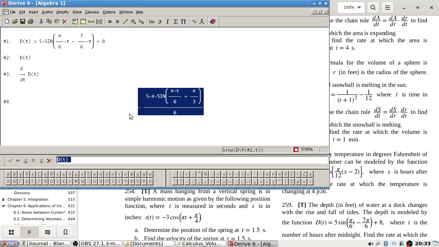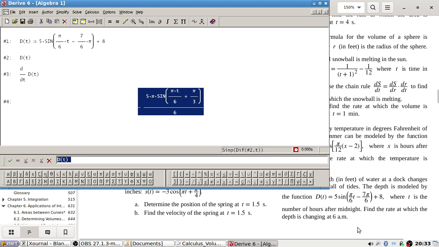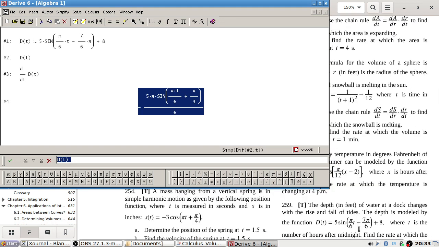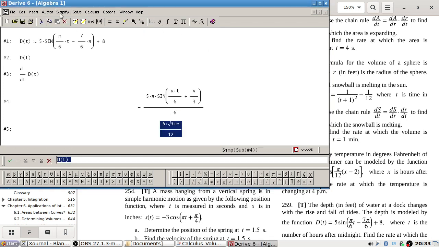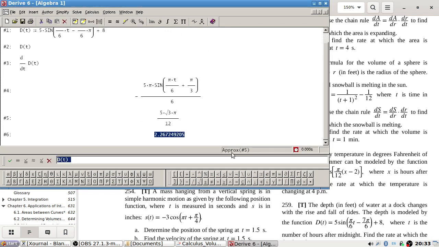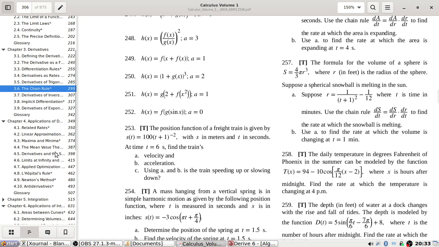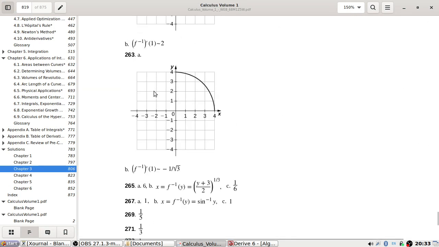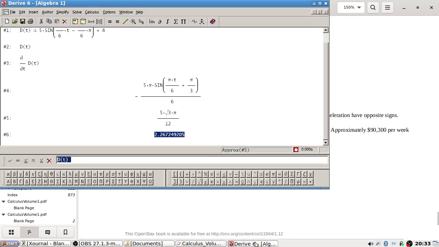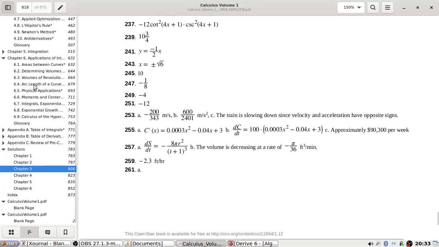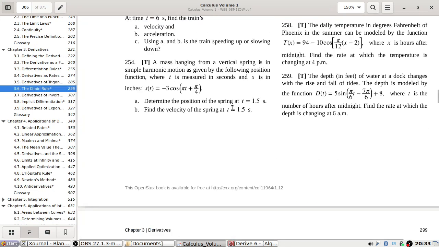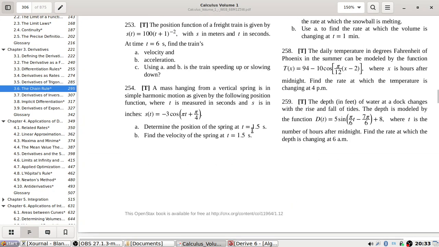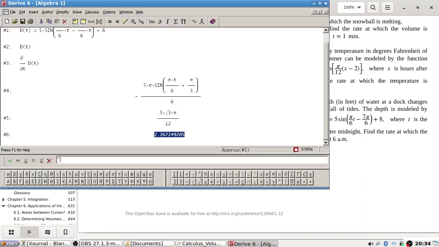Derivative. Find the rate at which the depth is changing at 6 a.m. And t is the number of hours after midnight, so that would be just sub in 6, I would think. That seems right. I kind of remember that answer, about 2.3. Yeah, okay, good. Find the rate at which the depth is changing. Oh, there we go. Good. 2.3 feet per hour.